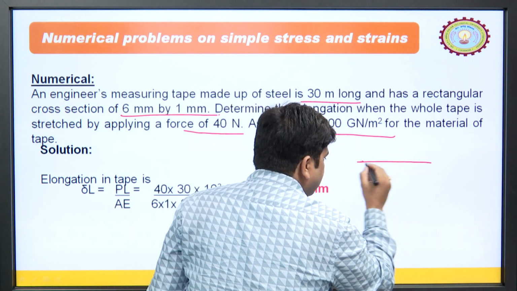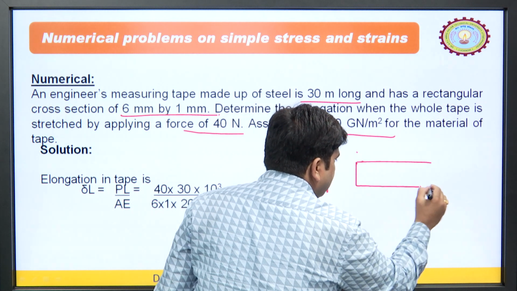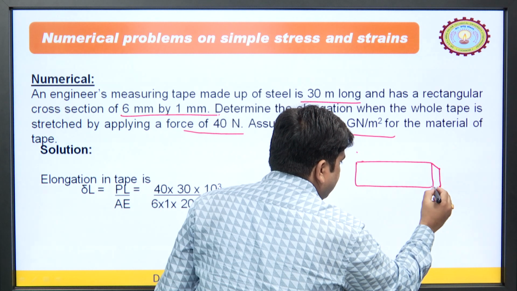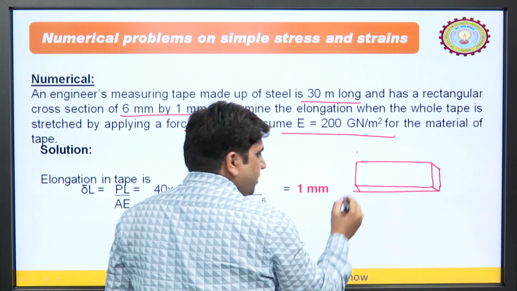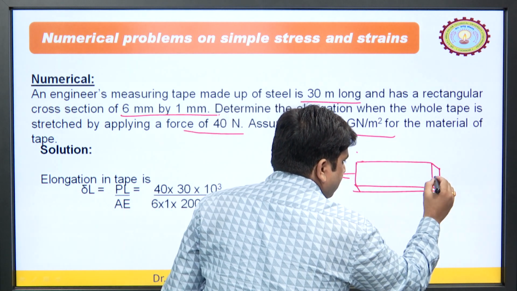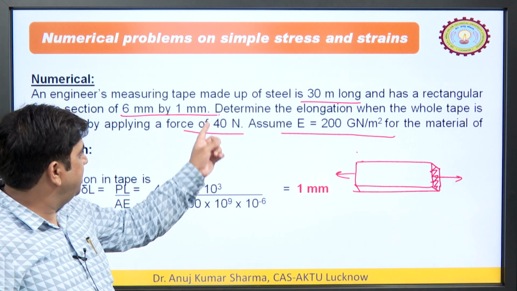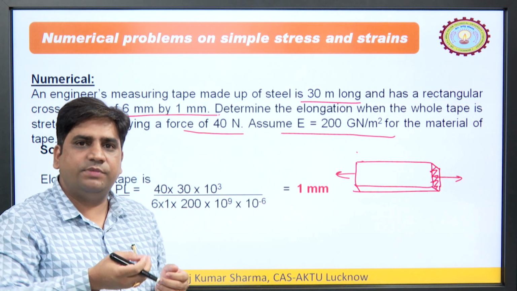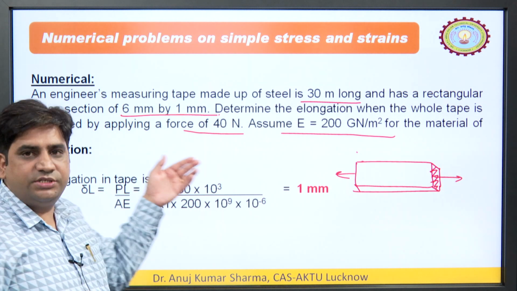So, this is the measuring tape, let us say a little bit similar to this dimension, and here we are applying force. So, this is the cross sectional area. It is 6 by 1, so 6 mm square is the area. So, it is a very simple, direct, straightforward numerical.